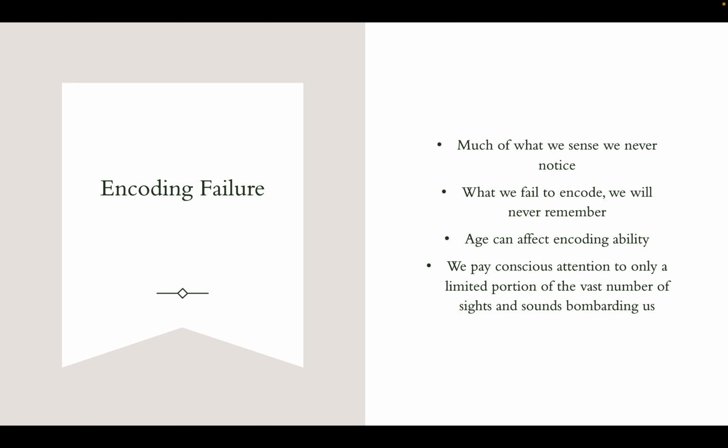So one thing that can affect our encoding ability is age. When young adults encode new information, areas of their brain jump into action. In older adults, these areas do still respond, however, they are slower to respond. This encoding lag helps explain age-related memory decline.